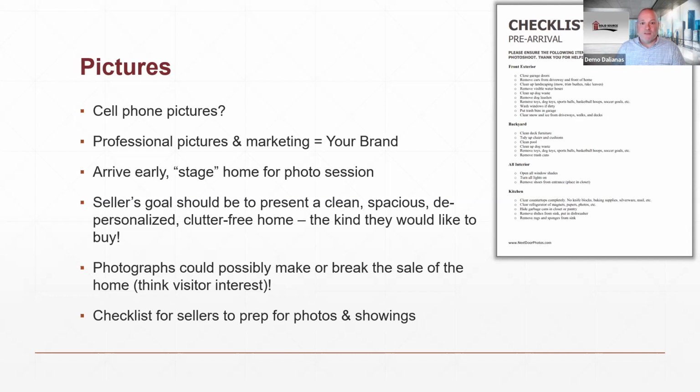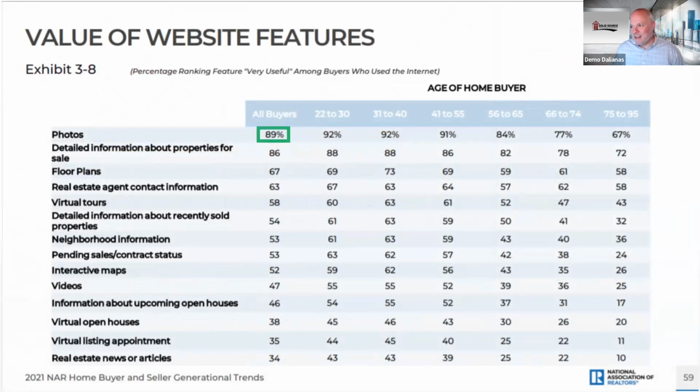And so what we have down there, obviously, is these photos can make or break the sale of the home, right? Think visitor interest. The first time a client typically sees the home is online, right? And so you're going to be able to have that checklist there. And again, here's another little stat we brought back. The value of a website feature, photos, was ranked, as you could probably guess, number 1, almost 90% for photos on the property. The next one is detailed information about the property, right? So photos and information about the property were voted the highest value for buyers.